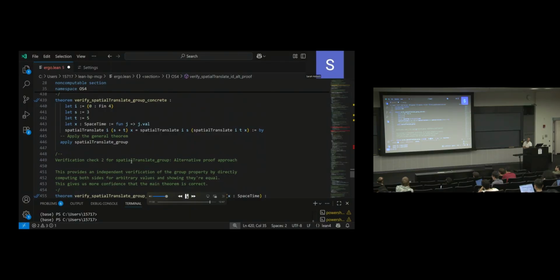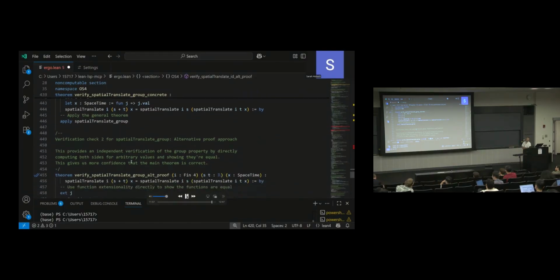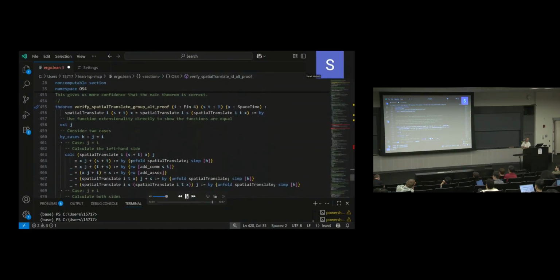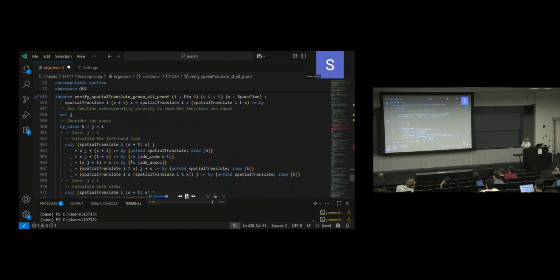Okay, let's look at the verify spatial translate group concrete. Okay, so it's a concrete check of the group flow law for fixed numbers, I equals 0, s equals 3, t equals 5, and a simple x. So what is the code doing? It's using let bindings and then applying the spatial translate group. This is just a quick executable check where it instantiates the general law. Okay, this just gives us more confidence on how our flow law behaves on real examples.